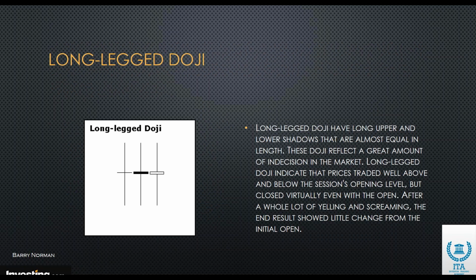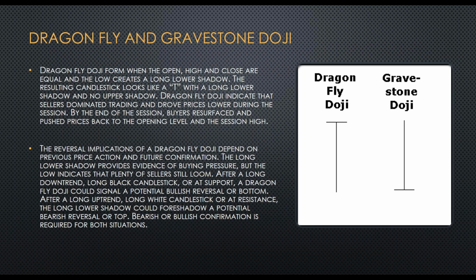So we have long-legged dojis. We have, like I said, all kinds. You have the dragonfly and the gravestone. The open and the close were exactly or virtually the same, and somebody made a run out of the gates. Maybe it was just when the market opened, somebody pushed the price down, but then they moved right back up, or it could have been somewhere in between in that time segment. Don't care which. It just means at the end of that time frame, the traders were exactly where they started from.